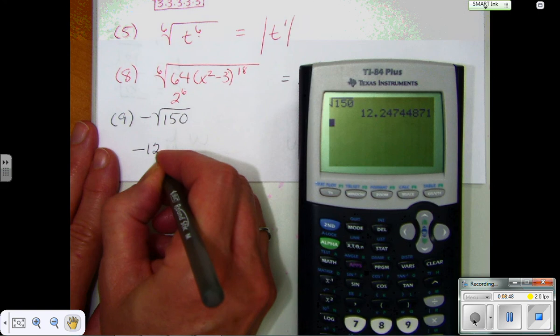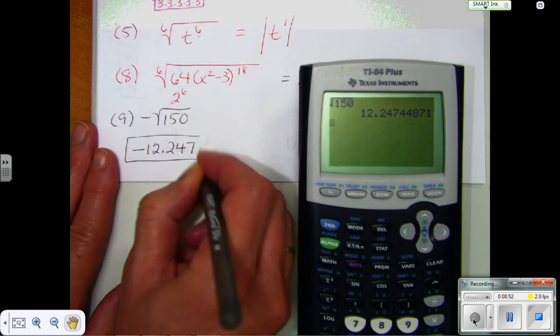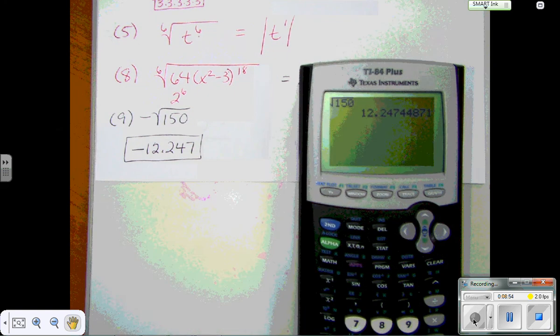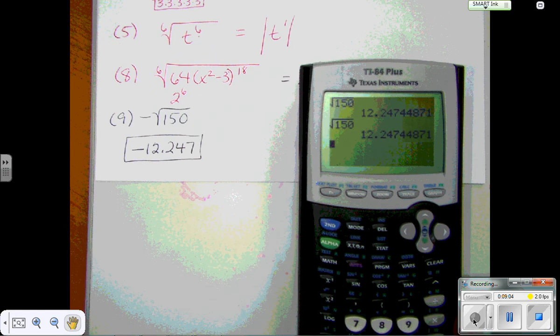And that's your answer. Now you only do that whenever it tells you to use the calculator. Otherwise, you want to just do it yourself. Don't have a decimal. Okay, so let's look at number 10. Number 10 is different because it's the 5th root. So let me turn this over.